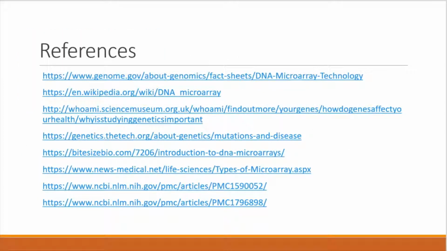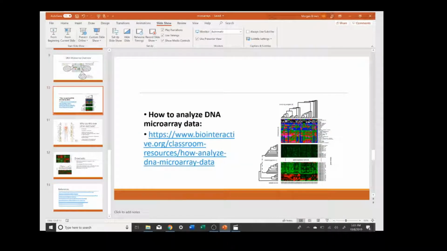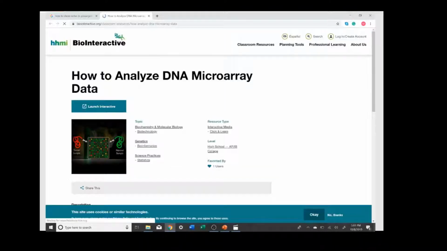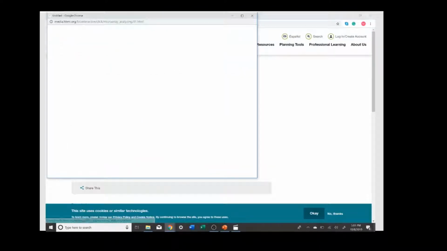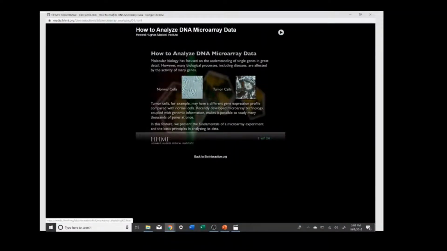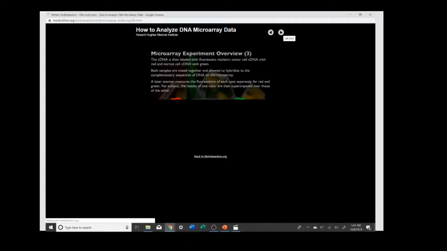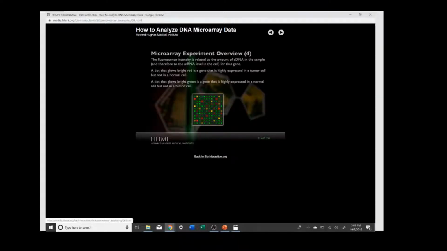Okay, and then there is a website I want you to see. If you go to the slide and click on this website here, this will show you a little bit of how to analyze DNA microarrays. It'll take you here and you want to launch the interactive. Okay, and it'll take you through how to analyze. Here's an overview. And it just keeps going like that.